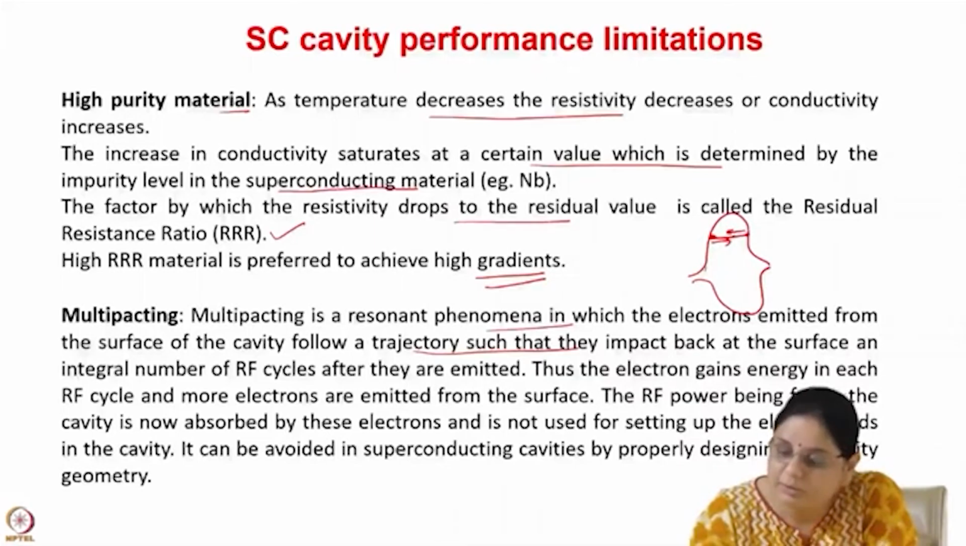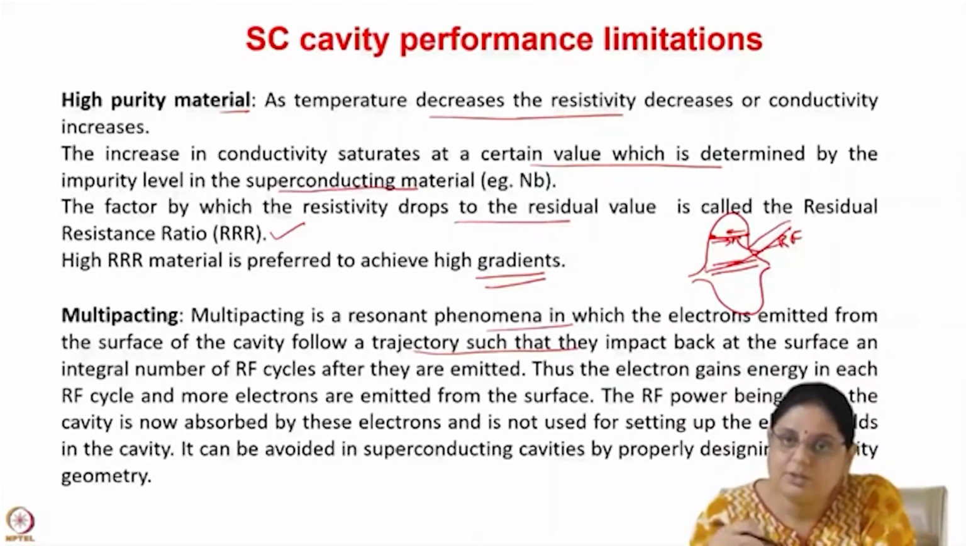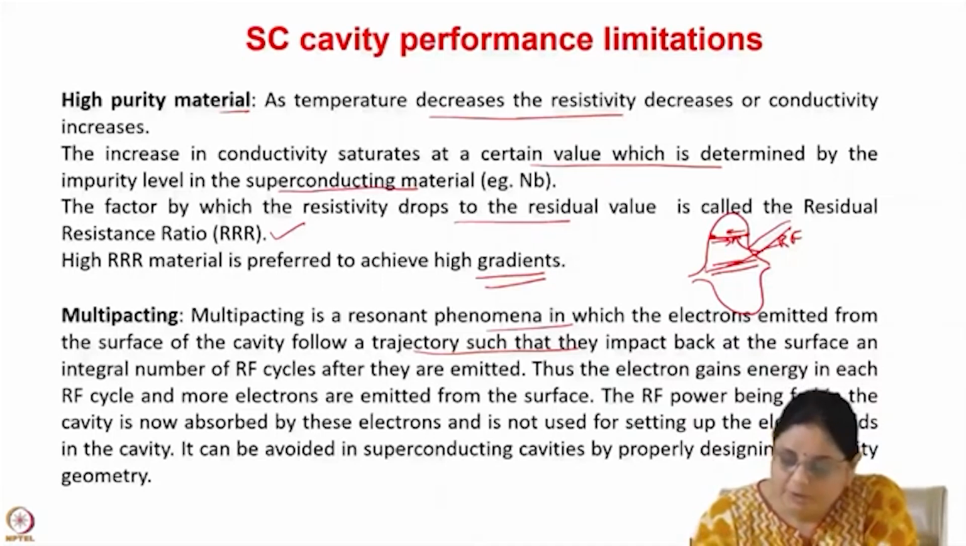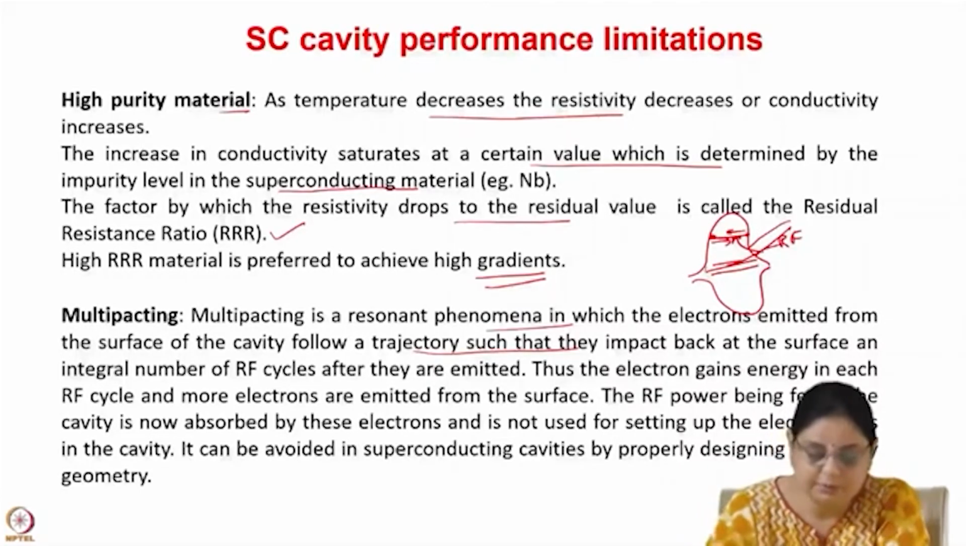Each time it hits the same point, more and more electrons are released, and they are accelerated with the RF cycle. The RF power that is being fed into the cavity, instead of going into setting up the field here, goes into acceleration of these electrons. This is known as multipacting. This multipacting is to be avoided. This is done by properly designing the cavity surface.